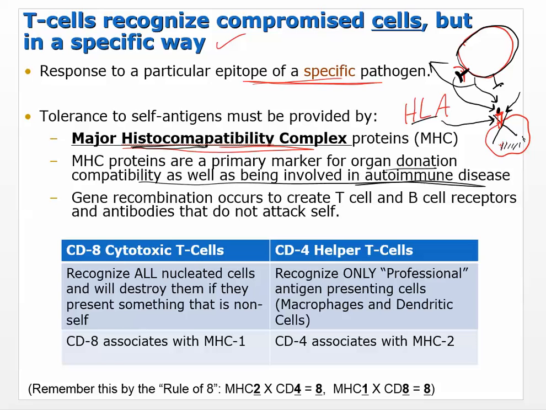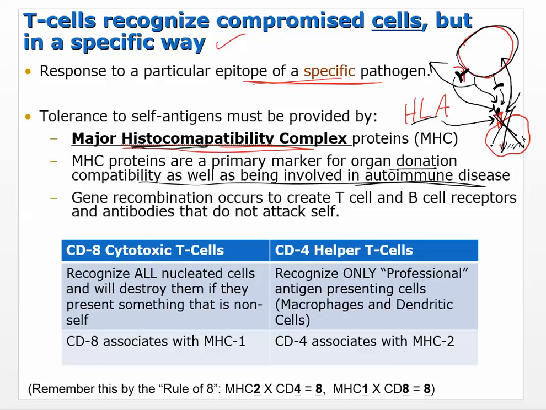Now, one cell will produce the same receptor, but it's very specific, and it definitely won't recognize that if it's self. And if it does recognize it, which, boy, this looks really incriminating, all those arrows pointing at it, looks like it does recognize it. If it recognizes this antigen, then it will destroy the cell, or it will be activated. One or the other, depending on whether it's a helper T cell, a CD4, or a CD8.